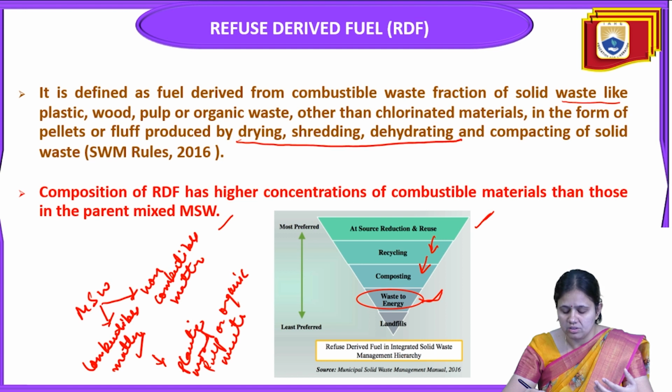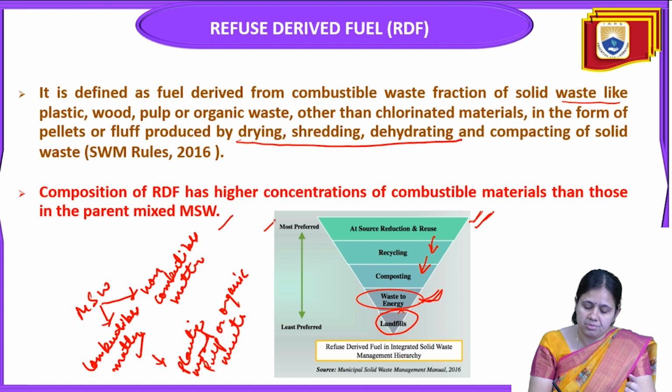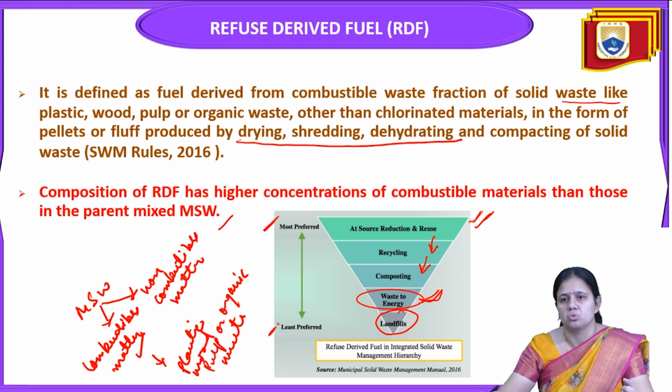Next is the waste to energy. If that is not possible, then landfill will be there. If it is not possible for the waste to go for composting or to go for waste to energy, then that waste is going for the landfill. So for reducing the waste, first thing is that at source we are reducing and reusing the waste. Next we are doing the recycling of the waste, and after the recycling, composting will be there. From composting, it is going to waste to energy. So this is the most preferred and this is the least preferred.